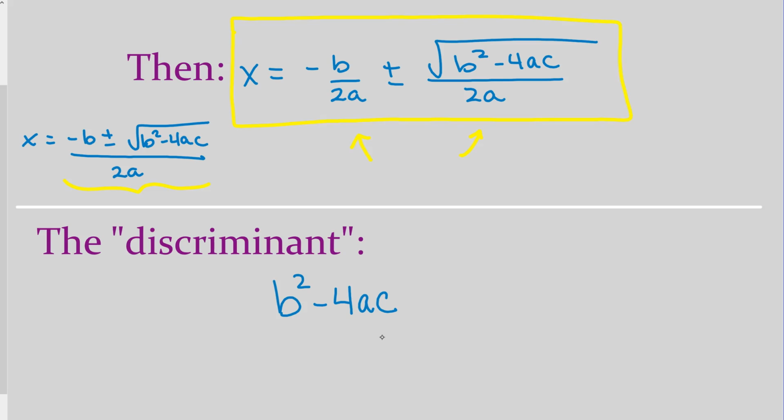So if b squared minus 4ac is positive, that means something. If it's 0, that means something. If it's negative, that means something. And we're going to explore that as we do our examples today.